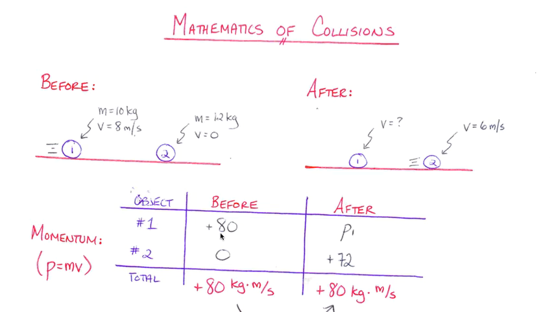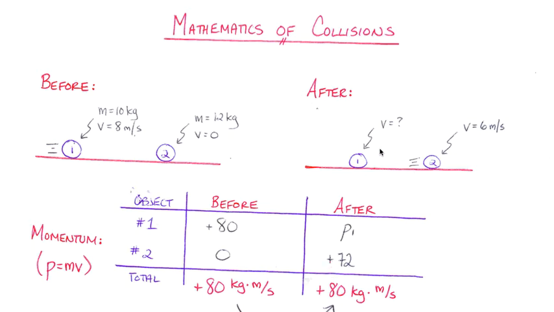For object 1, we know the momentum before is 80, because momentum is mass times velocity, and its mass was 10 and its velocity was 8. Object 2 had no momentum because it had no velocity. So my total momentum for the system before was 80 kilogram meters per second. Afterwards, the momentum of object 2 will be 72, because its mass is 12 and its velocity afterwards is 6.